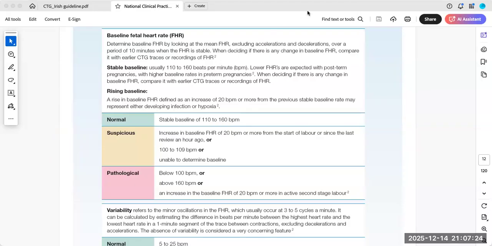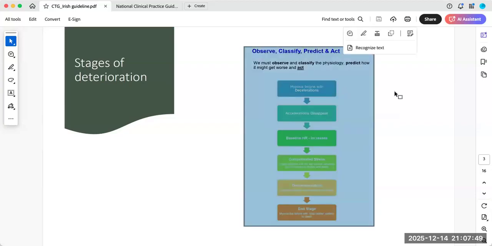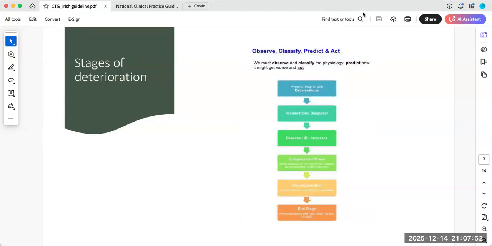How would I know? I'll tell you a background point, my friend, regarding the baseline fetal heart rate. In the development of intrapartum hypoxia, we must observe, classify the physiology, and predict how it might get worse, and act accordingly. So hypoxia will begin with deceleration, and accelerations disappear. That's why if accelerations are there, we will be happy. That means reassurance. But if there is no acceleration in the fetal heart rate, now it's time to worry.